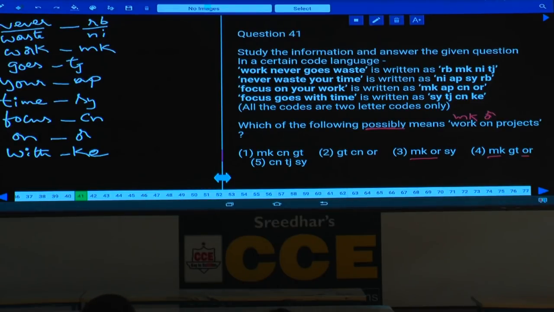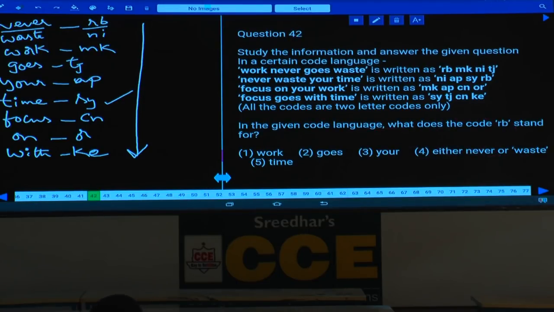Then projects. Now can SY be the code for projects or not? No. Why? Because SY is the code to the word time. Hence it cannot be the code for the word project. Hence choice 3 is ruled out. Then in choice 4, MK and OR. Tell me whether GD can be the code to this word project. GD is nowhere repeated in any one of the given sentences. Hence it can be the code to the word project. Hence what is your answer here? Choice 4.